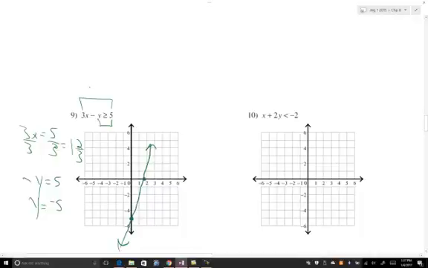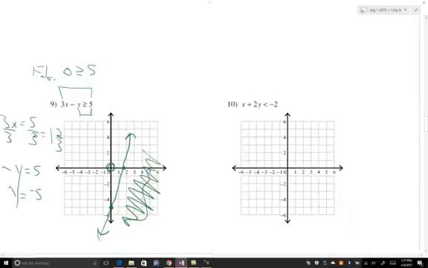Super easy test here. Is 0 greater than or equal to 5? No, that's false. Where was I testing? Right here. So if that's false, we're going to go to the other side of the line. X-intercept is negative 2. Y-intercept is negative 1. This time it's a dashed line because it's just less than.